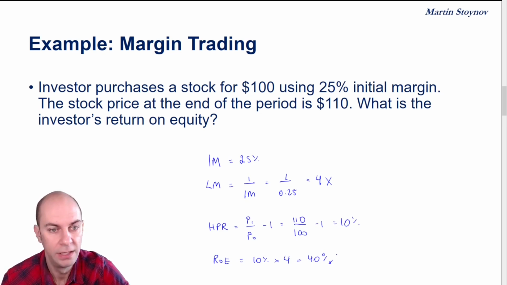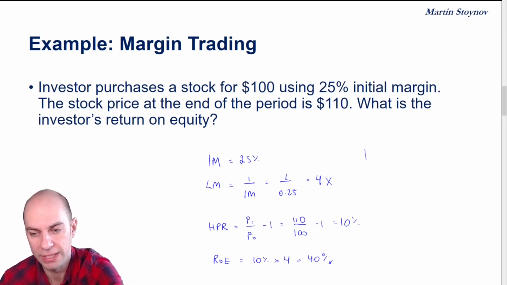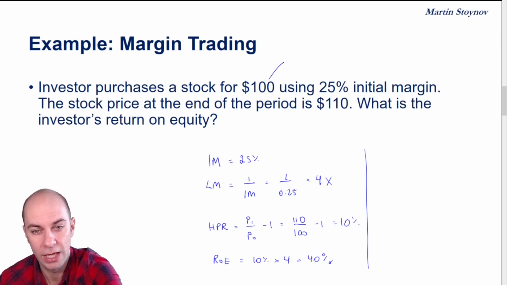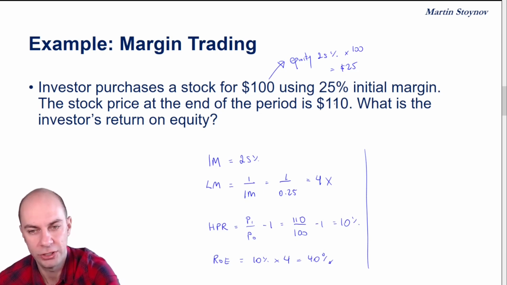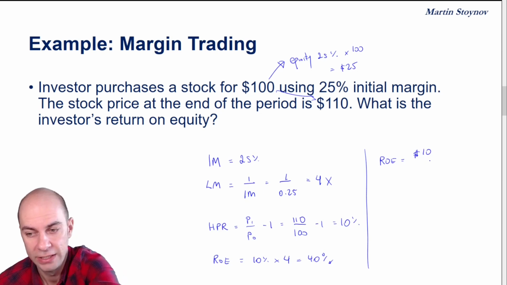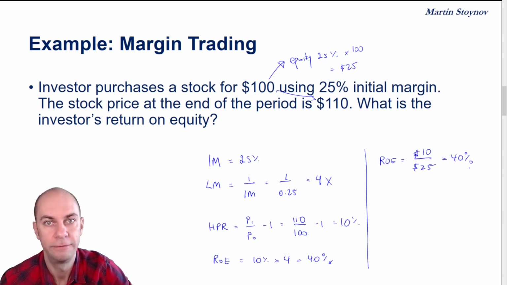Now, was there a different way to solve this problem? Let's have a look at the alternative way to solve the problem. The alternative way is to realize that your equity is 25% of 100, which is $25. And here you know that you've made $10, so the appreciation is from 100 to 110. So your return on equity can be calculated as the $10 profit divided by your equity of $25, and that, of course, is also 40%.